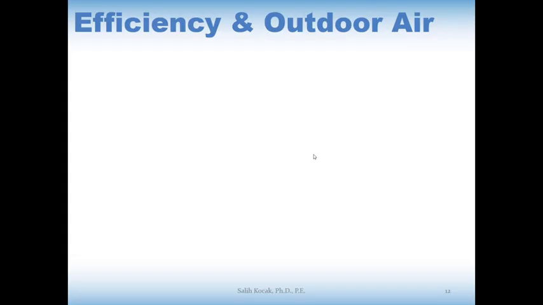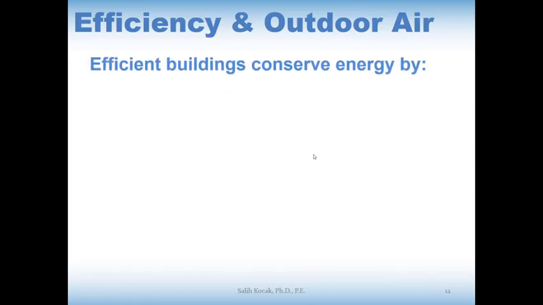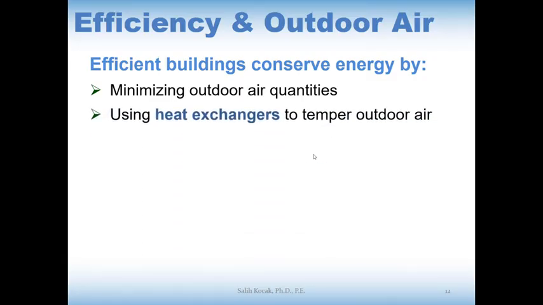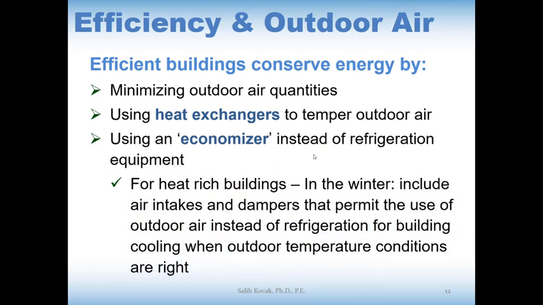Let's see the efficiency and the outdoor air. Efficient buildings conserve energy. How? This way, by minimizing the outdoor air quantities, using heat exchangers to temper outdoor air, and using an economizer instead of refrigeration equipment. For heat-rich buildings in the winter, include air intakes and dampers that permit the use of outdoor air instead of refrigeration for building cooling when outdoor temperature conditions are right.